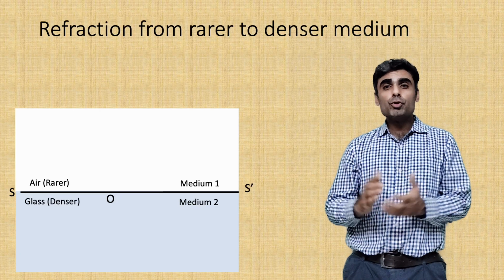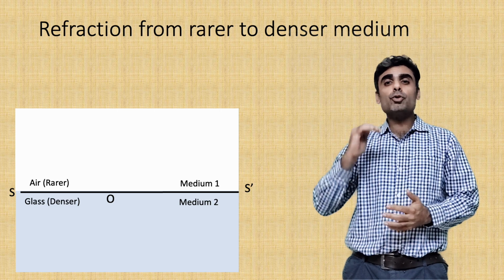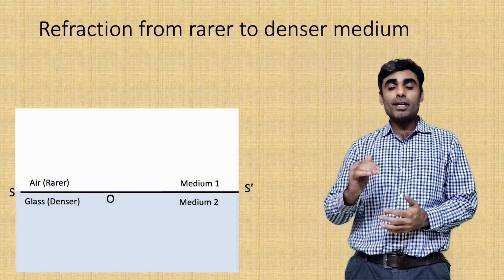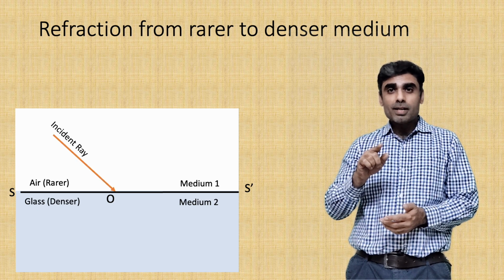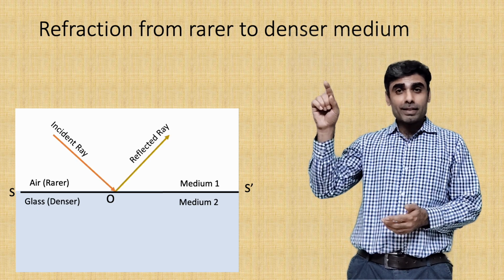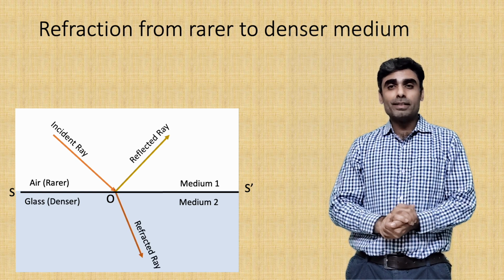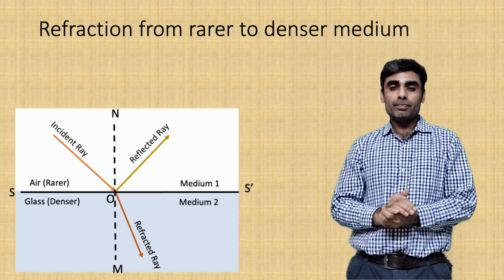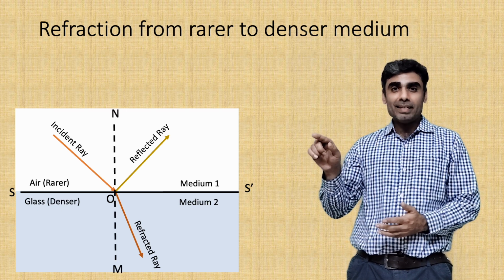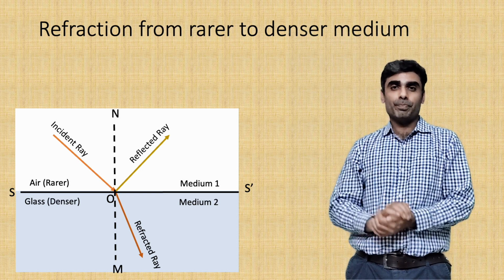Now what happens to a ray of light which travels from a rarer medium to a denser medium? Let's say it travels from air to glass. Here is the incident ray. Some part of it will get reflected and some part will enter into the glass as the refracted ray. Line MN is the normal. You can see the dividing line. This is the line which divides the first and the second medium.